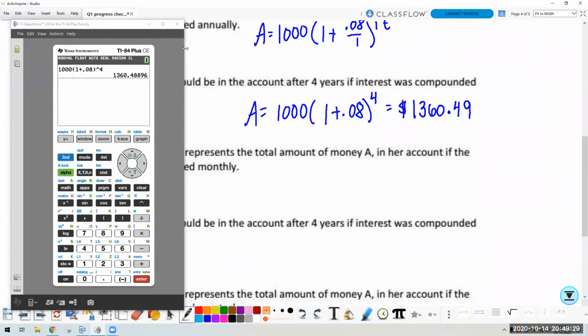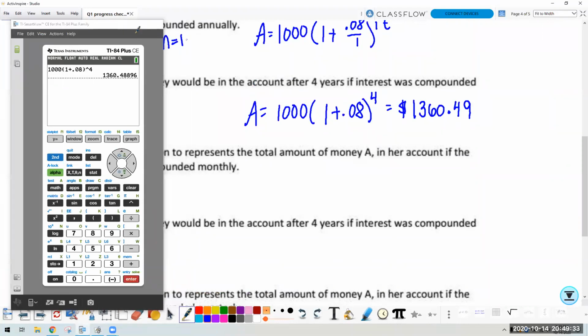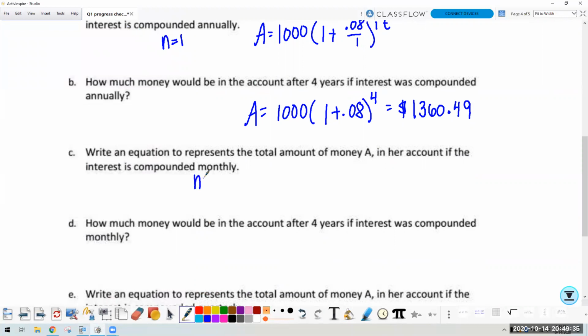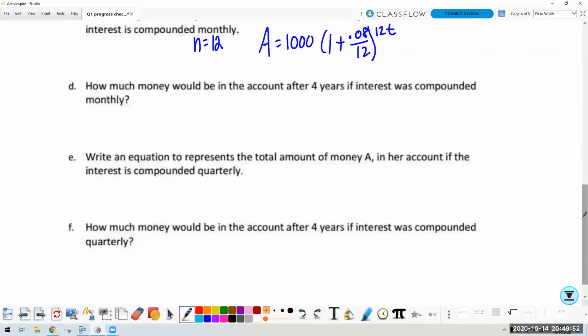Okay, let's see what this next one is. Compounded monthly, so that's an N of 12. So same interest, but now over an N of 12 to the 12T. How much money will she have compounded monthly after 4 years? Let's see.